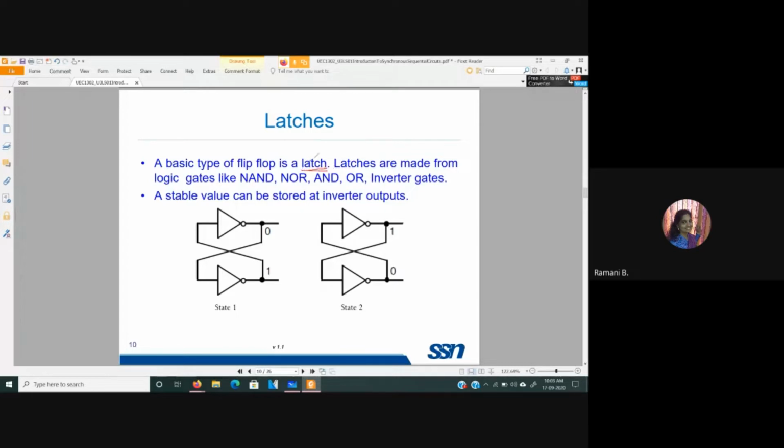So latch, as the name implies, latch means it is latching upon some value. So that is what the meaning of latch is. So you will be having some value latched to it. So we call it a latch. So it stores some information, and these latches are made of the logic gates, that is the basic logic gates and the universal gates. So a stable value can be stored at inverter inputs.